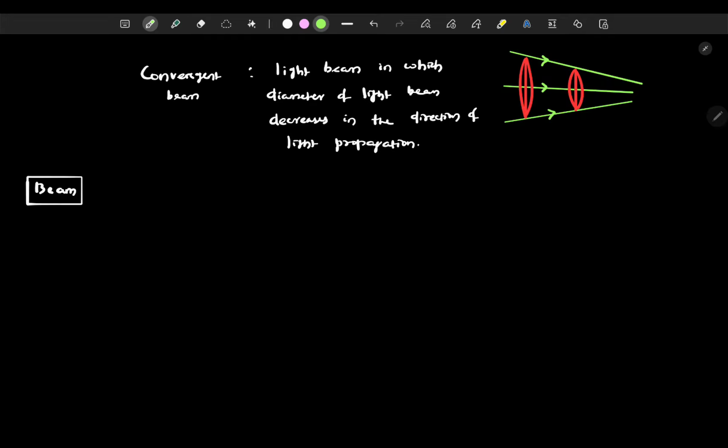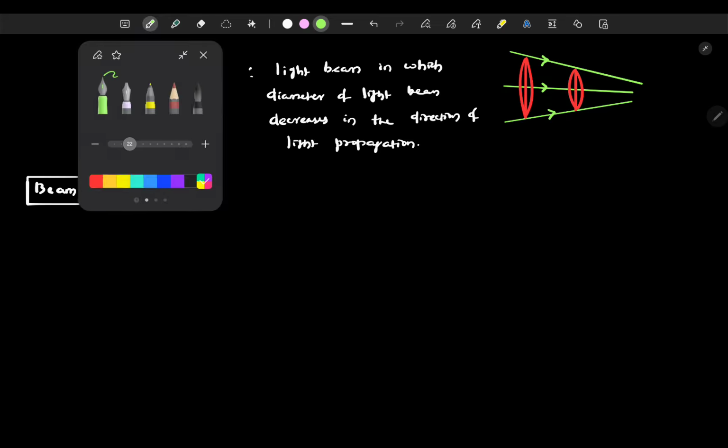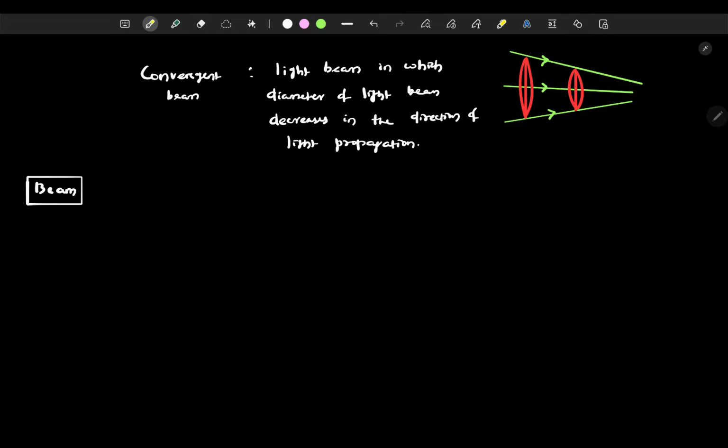Next is our divergent beam. Another thing: in case of convergent beam, if you extend these light rays in forward direction, then they appear to meet at a common point. This common point is called point of convergence. Remember, this point is called point of convergence. Next come to divergent beam.